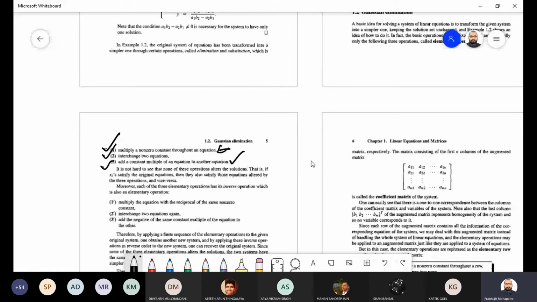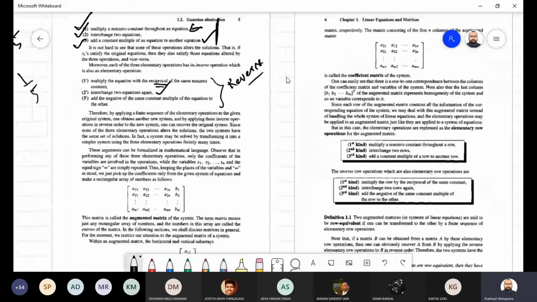And the reverse also we can do. Exactly reverse. If you have multiplied one equation by some scalar value, you can multiply by the reciprocal. If you are multiplying with 5, in the next step you can multiply with 1 by 5 also. That is also possible. Interchange again is also possible, and add the negative of the same constant multiple of the equation to the other. Means the reverse is also possible. You can go back to the previous step also. This is nothing but the reverse process. So everyone understood these three things or not? Yes, sir.